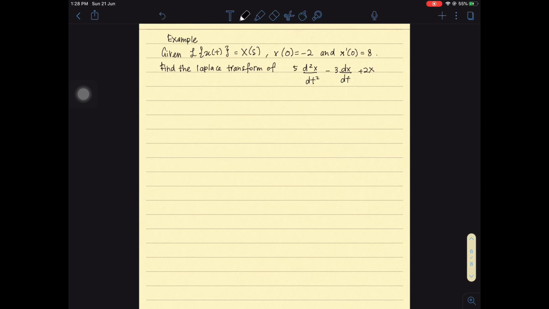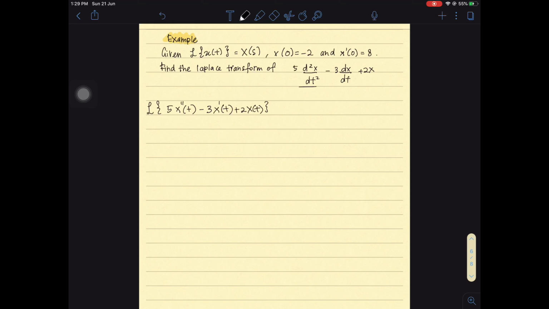Let's see one more example on the Laplace transformation of derivative. Given to you that the Laplace transformation of x(t) is X(s), x(0) is equal to negative 2 and x prime 0 is equal to 8. So now you have been asked to find the Laplace transformation of 5 d squared x/dt squared minus 3 dx/dt plus 2x. So what you need to do is find the Laplace transformation for 5x double prime t, because we have a second derivative here, minus 3x prime t plus 2x(t).